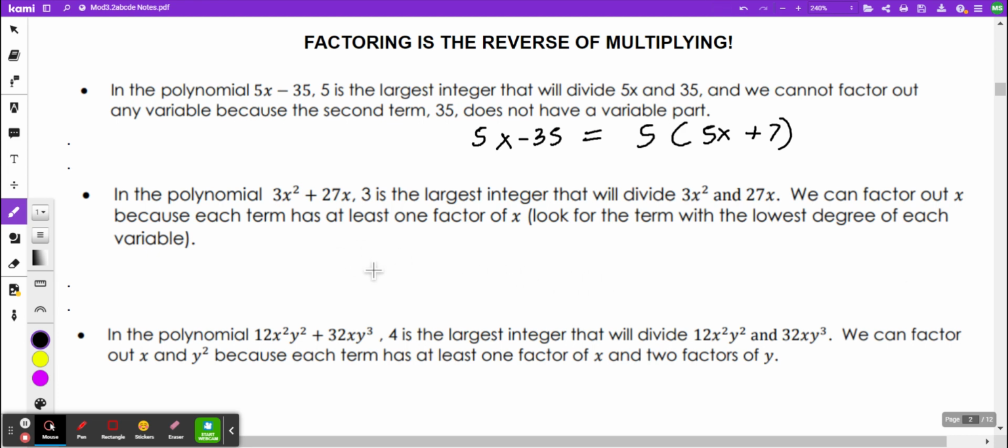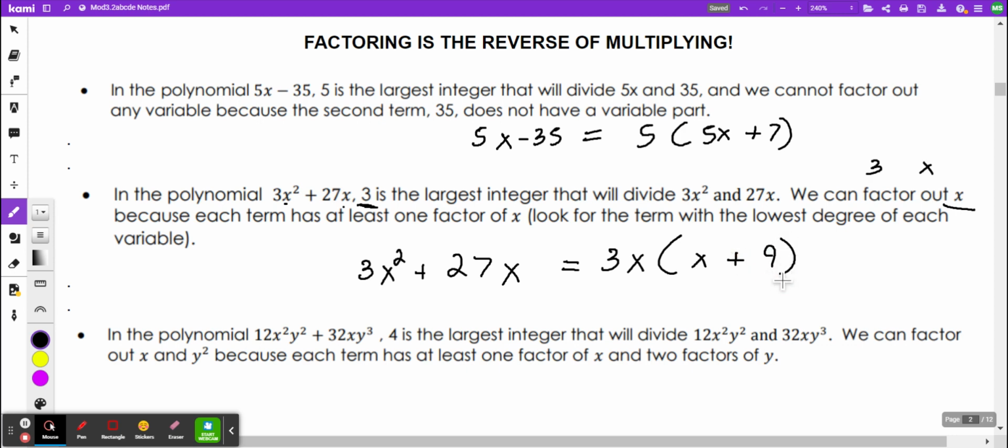Now this one right here, I have 3x squared plus 27x. I know that the 3 is the largest integer. And I look at the x squared and the x, I know they both share. So I know I'm going to factor out a 3 and an x. So I'm going to multiply by 3x. I'm going to factor out or distribute out, reverse distribute this out. So 3x times x is 3x squared. And then I know I have a 9 right there.